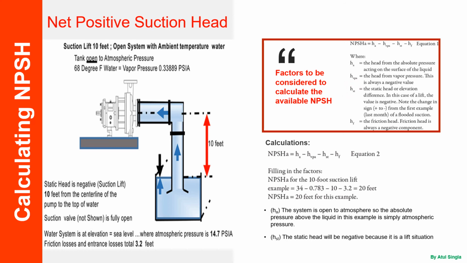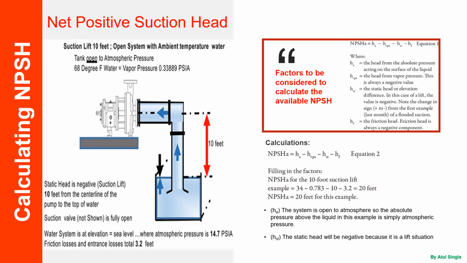Third one is the static head or elevation difference, which is 10 feet in this case. Now we are lifting from the bottom, so that means this value will be negative, so it is minus 10 here. Fourth one is the friction head. When the water is flowing inside, there will be some friction losses, so it is given as 3.2 feet. Once we subtract these three factors, that is vapor pressure, static head and friction losses, from the atmospheric head, this will be coming around 20 feet.